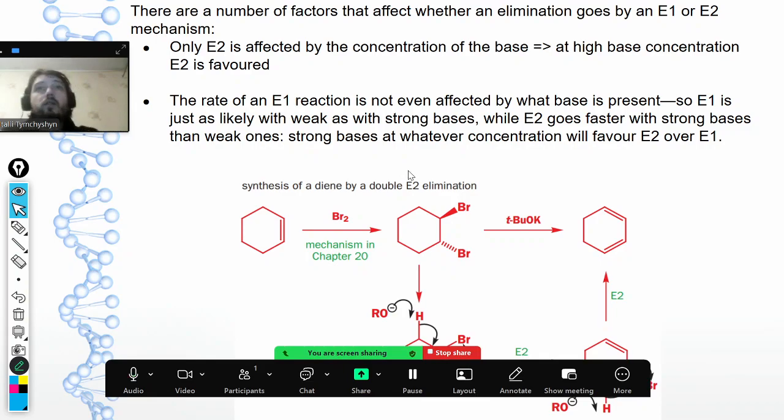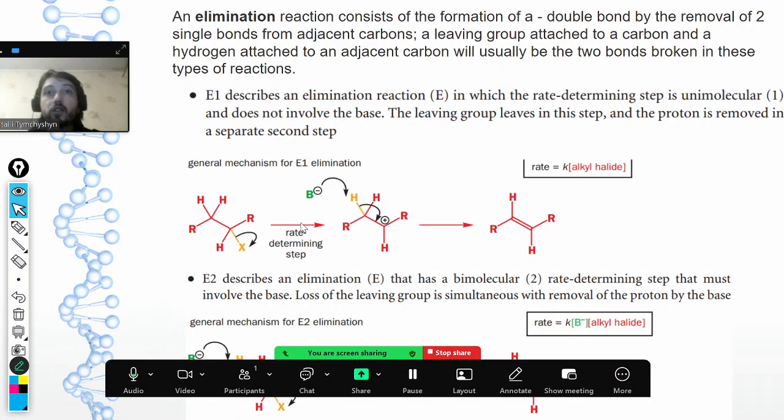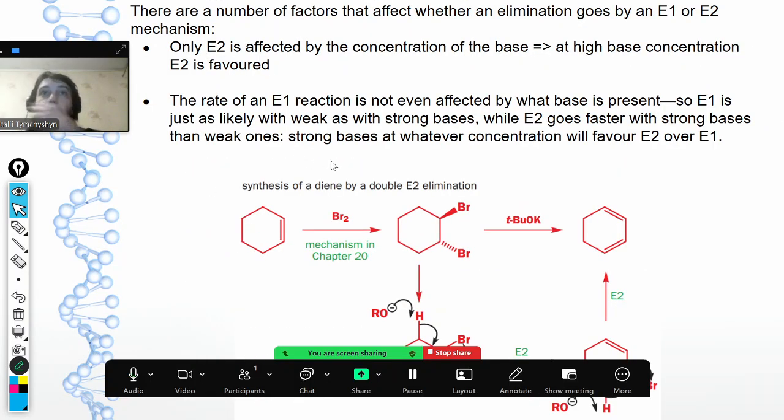There are basically a number of factors that affect whether the elimination goes by the E1 or E2 mechanism. Only E2 is affected by the concentration of the base. Once again, in the E1 reaction, we have a rate determining step that does not involve base. So if you add it, nothing changes. So only E2 is affected.